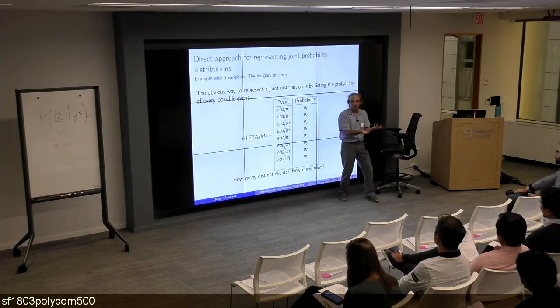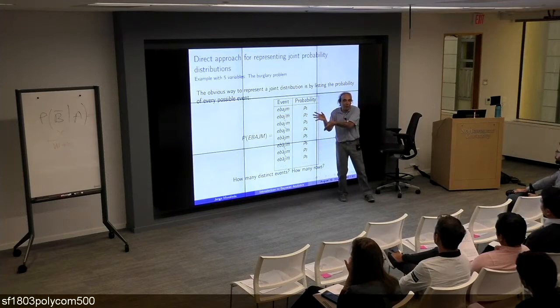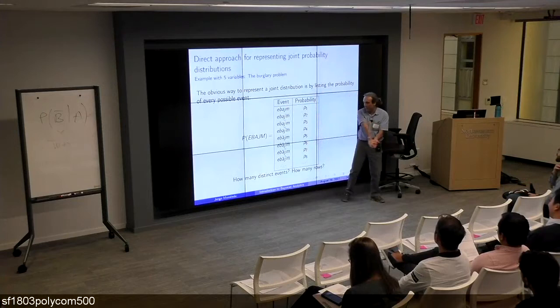Well, actually, I only need 31 because they add up to 1. So if you give me the first 31, the last one is okay, and if none of the other 31 cases is happening, then this one is happening. So I need 31 of them. Okay, well, what problems do you see?